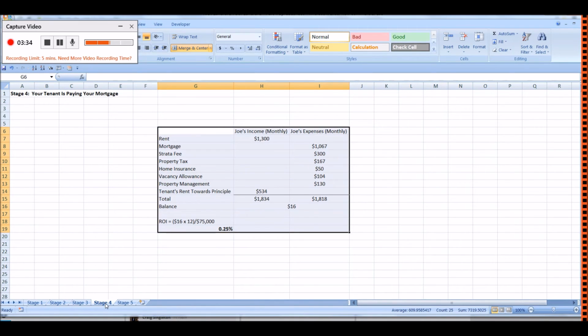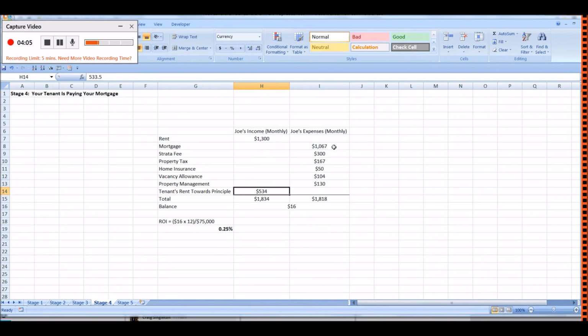Near the end of the mortgage, more and more of the principal is getting applied to the mortgage and less interest. So if 50% of your mortgage payment is going towards principal, actually your tenant is paying for your principal. So you have to incorporate that into your income statement. Tenant's rent towards principal, $534. That's 50% of the mortgage. So the cash flow is then $1,834 income, $1,818 expenses. You get $16. Plug it into the formula, you get 0.25%.